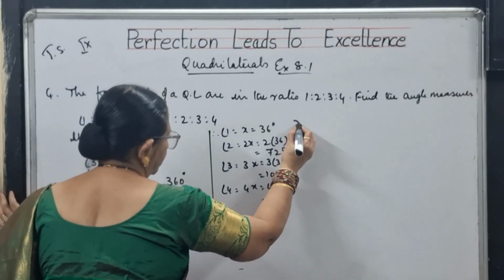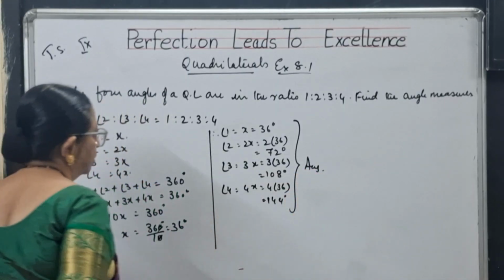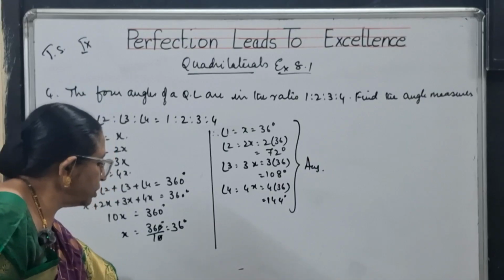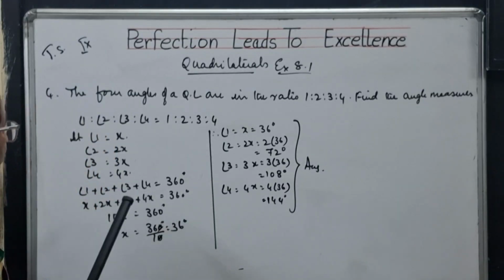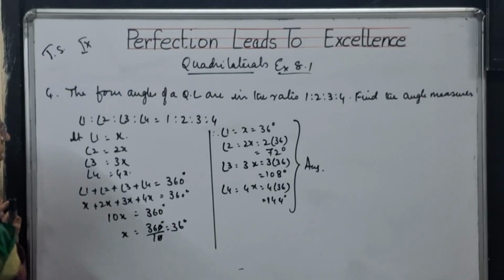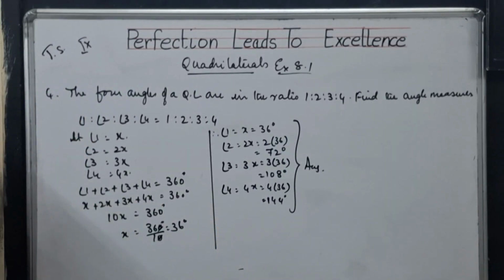So these are the four angle measures for the quadrilateral, children. What is given in the problem? The four angles of a quadrilateral are in the ratio of 1 is to 2 is to 3 is to 4. Find the angles. What are the four angle measures?